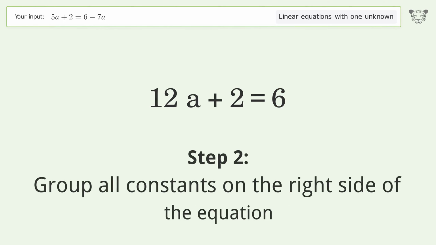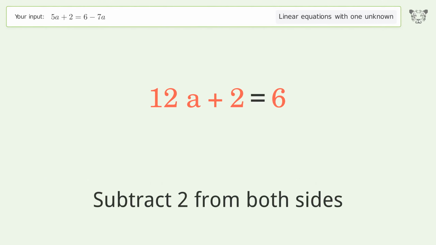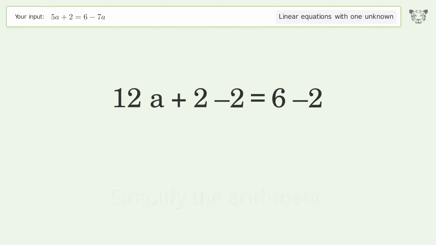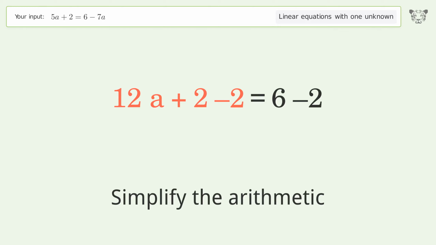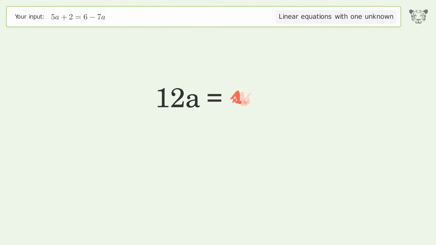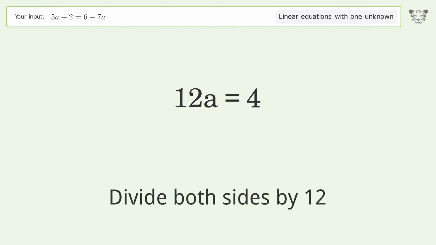Group all constants on the right side of the equation. Subtract 2 from both sides. Simplify the arithmetic. Isolate the a. Divide both sides by 12.